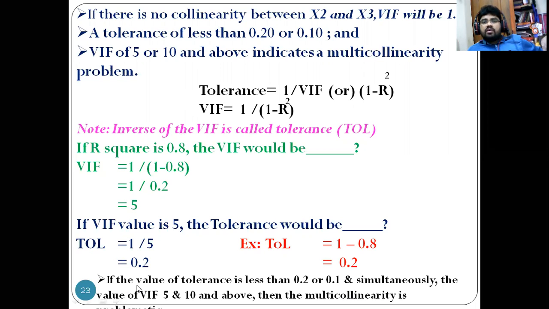If the value of the tolerance is less than 0.2 or 0.1, and simultaneously the VIF value is 5 or 10 and above, then multicollinearity is existing. Generally, if your tolerance value is 0.2 or 0.1, the particular model is suffering from a multicollinearity problem.